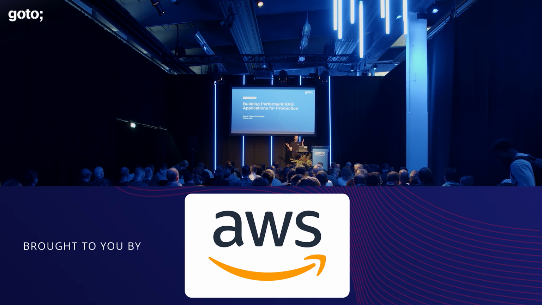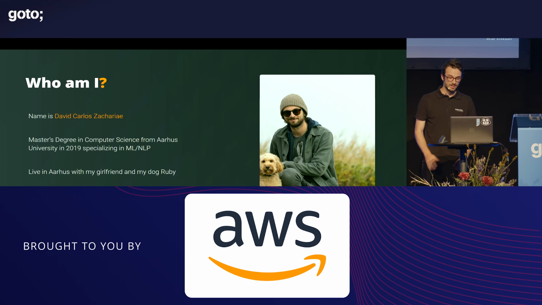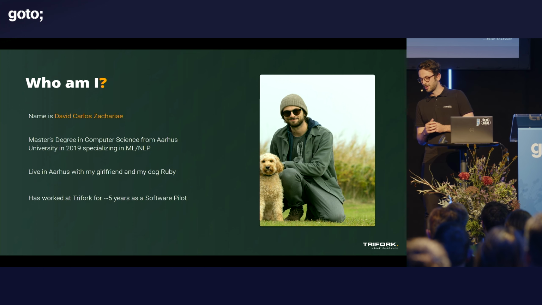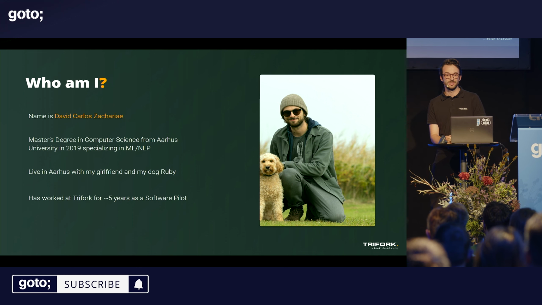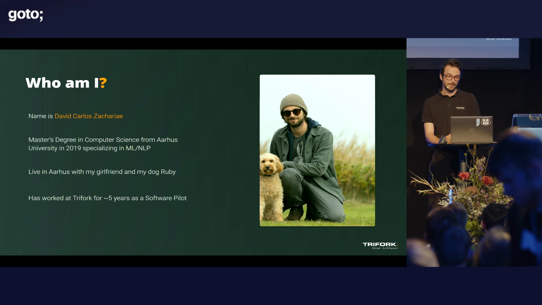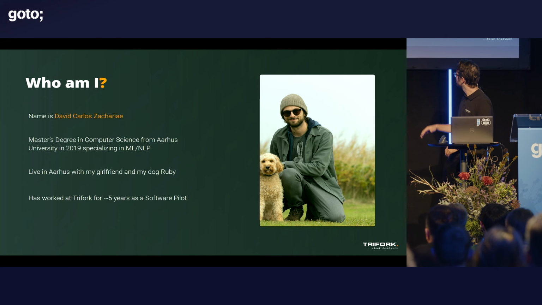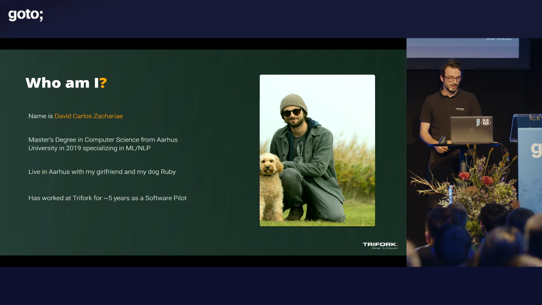So yeah, I'm going to talk a bit about building RAG, something that I care about a lot. First of all, we could just start with who am I? My name is David. I got my master's degree in computer science back in 2019, where I specialized in natural language processing and machine learning. I live in Aarhus with my girlfriend and my dog Ruby, which I'm not afraid to use as a cheap trick in my pictures. And I've also worked for Trifork for 5 years now.